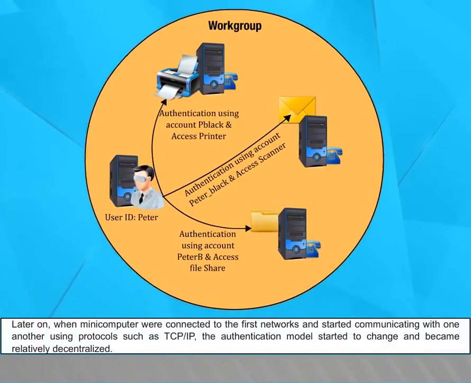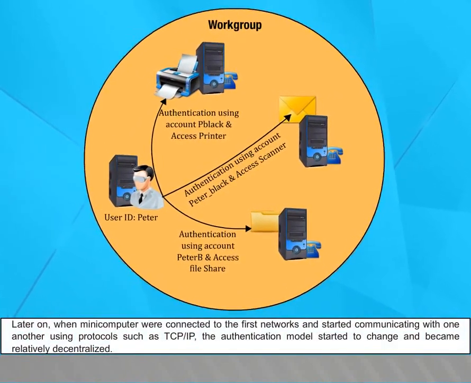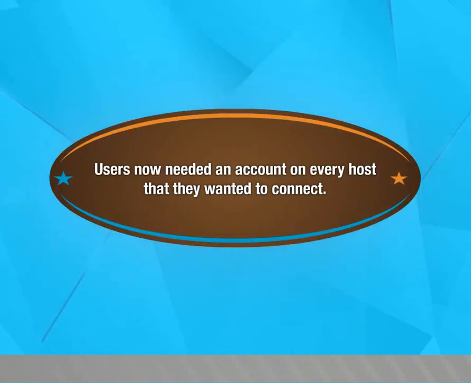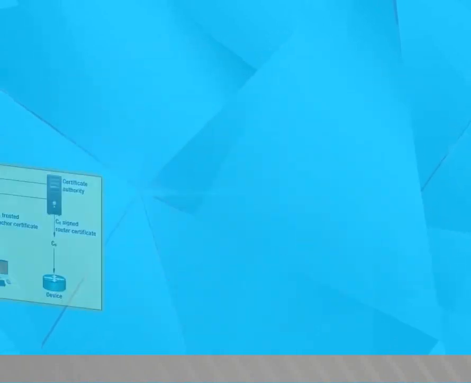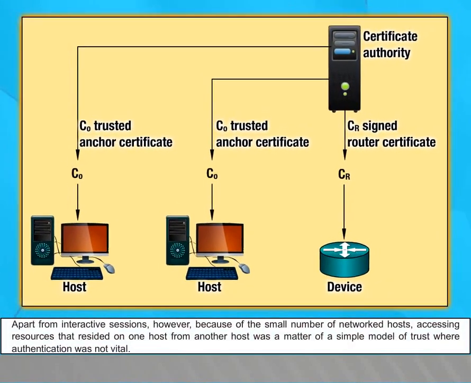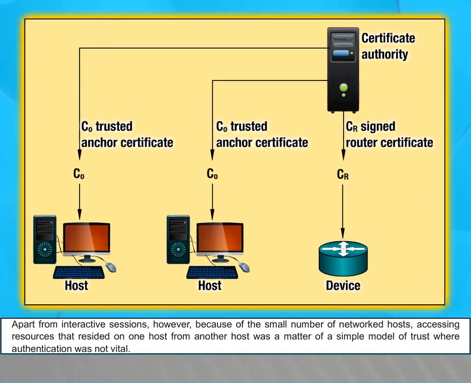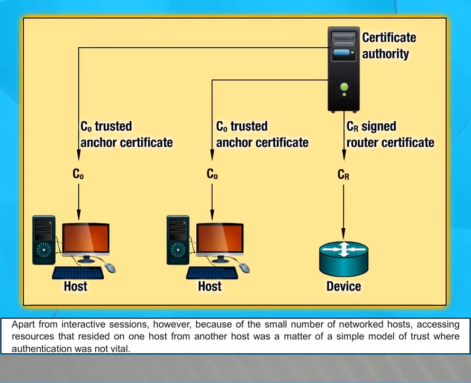Later on, when many computers were connected to the first networks and started communicating with one another using protocols such as TCP/IP, the authentication model started to change and became relatively decentralized. Users now needed an account on every host that they wanted to connect to. Apart from interactive sessions, however, because of the small number of networked hosts, accessing resources that resided on one host from another host was a matter of a simple model of trust where authentication was not vital.